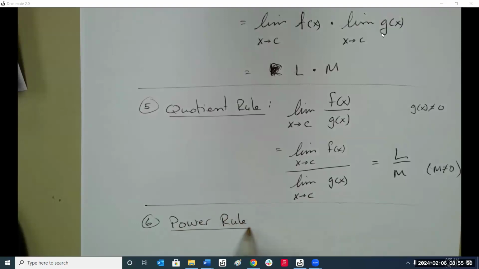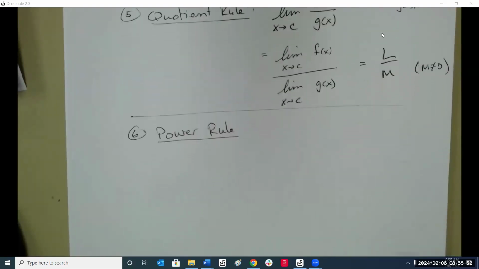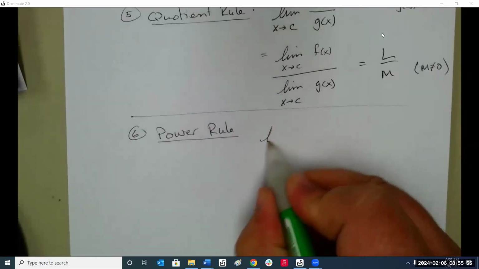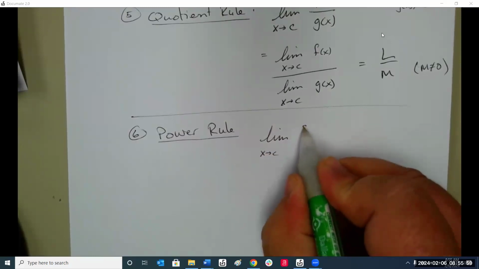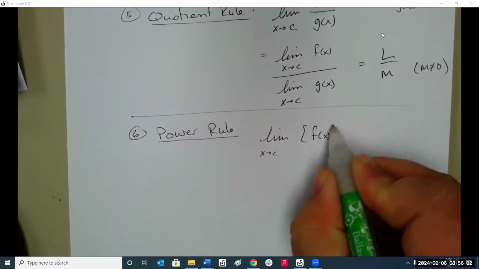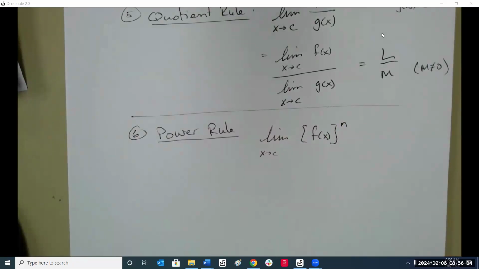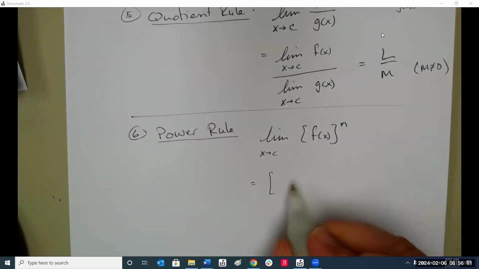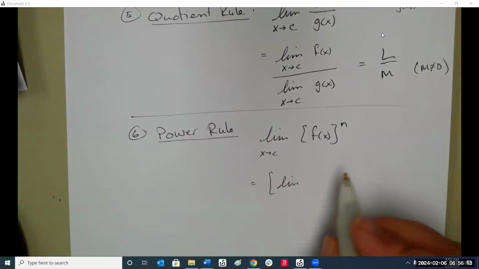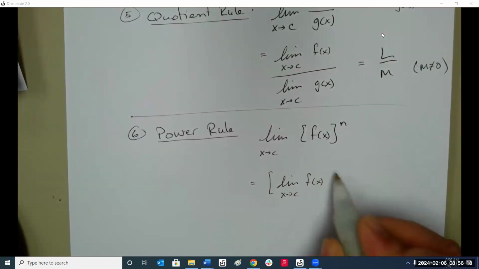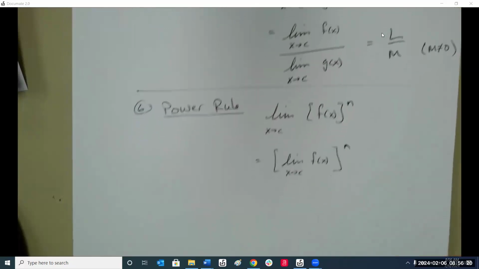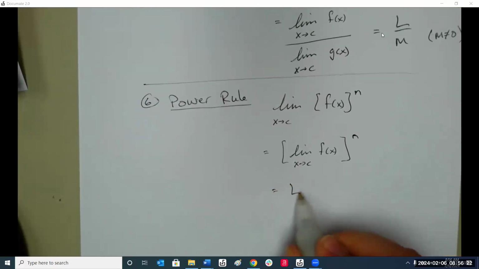The sixth one is the power rule. What this one says is if I had a limit as x approaches c of some function raised to a power n, I can take the limit of the function first and then raise it to that power.